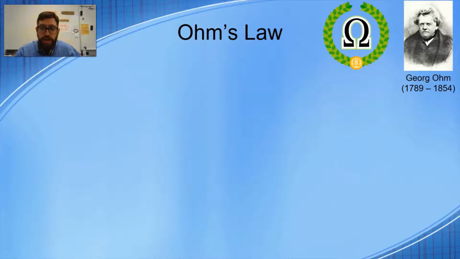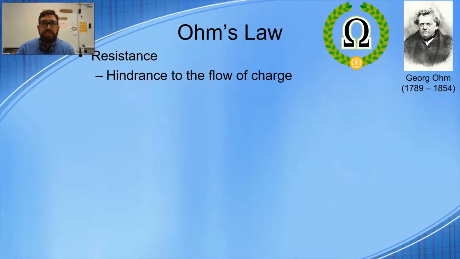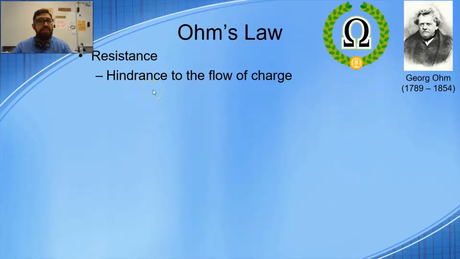So as we talk about Ohm's law, which was named for him, what Ohm hit upon was this idea of resistance. Electrical resistance is simply defined as hindrance to the flow of charge. We understand that electrons flow spontaneously from negative to positive, just like water can flow. And just like water flow, there can be things that hinder that flow and make it slow down. Electrons do the same thing.